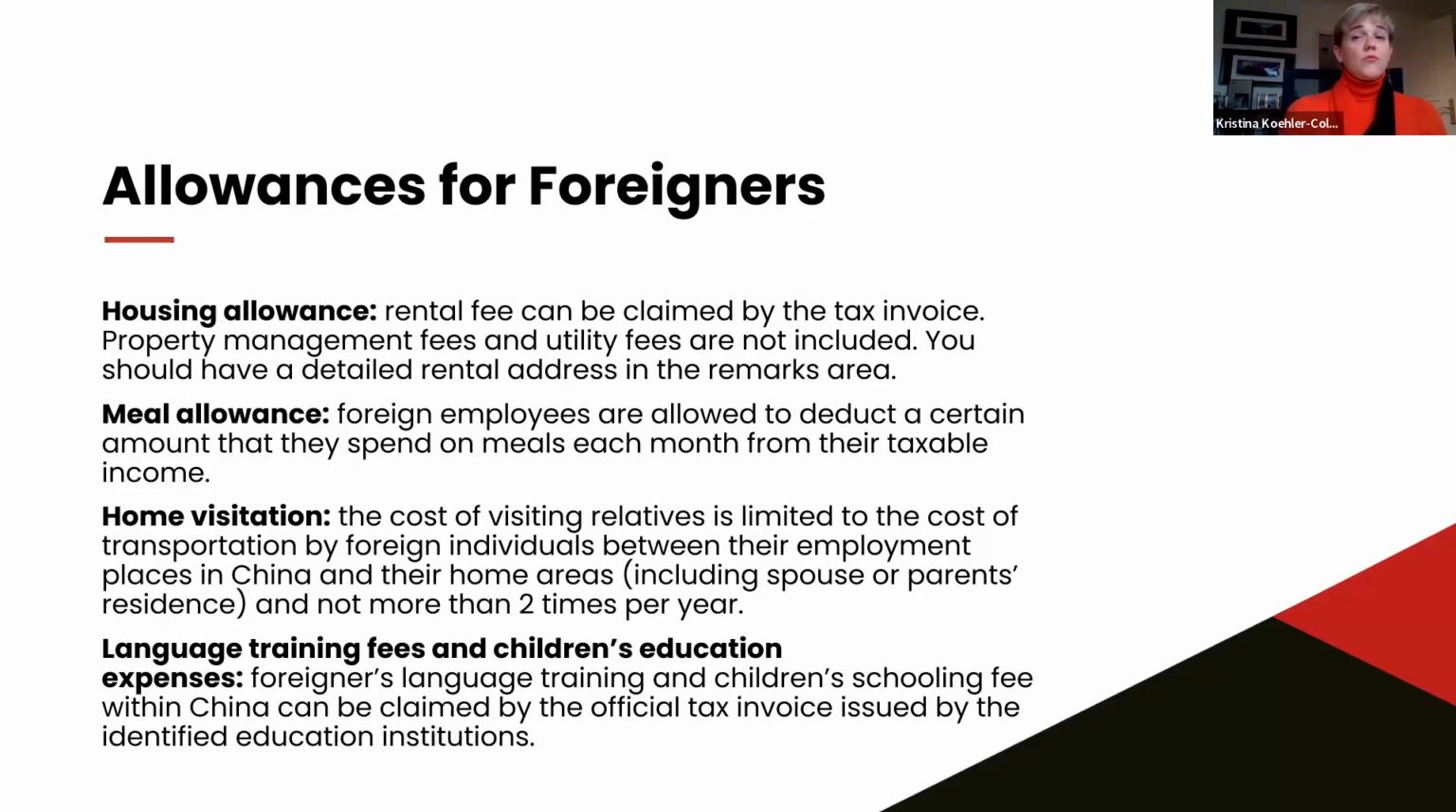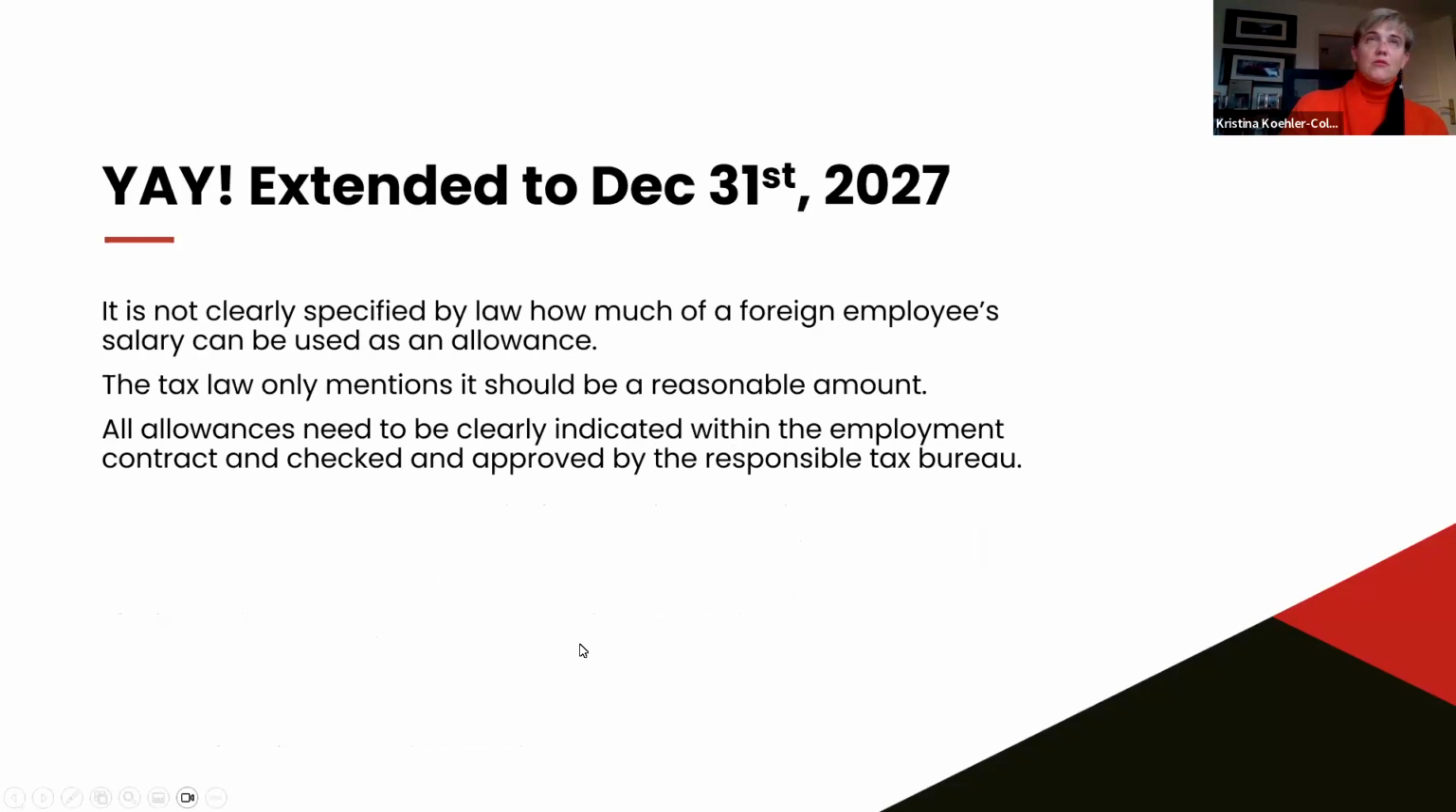Housing allowance, just make a really important note here. You need the FAPIAOs. Meal allowances, it's very unclear what is the threshold on that, but obviously you need the FAPIAOs. Home visitation is not more than 2 times a year where you can do that. Language training fees, children's education expenses, the same, but you need the official FAPIAOs, okay? Now, it's been extended till December 31st, 2027, which is great news. Extended for all of China, for foreigners living throughout China, all right?